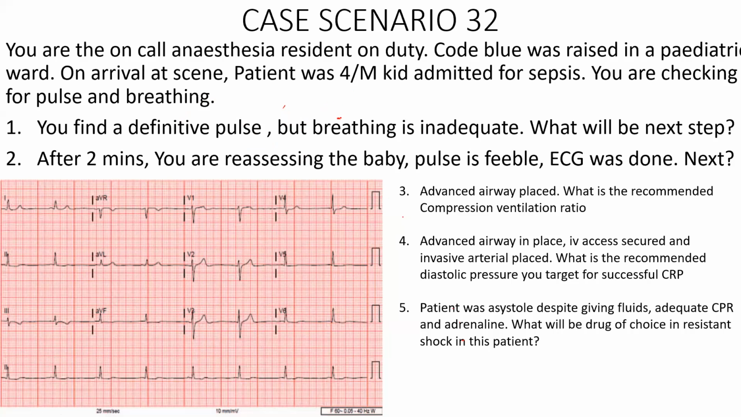The first step you have to give assisted breaths. At what rate? One breath every 5 to 6 seconds, that is the older version. One breath every 2 to 3 seconds, that is the latest ACLS guideline. So one breath every 2 to 3 seconds.